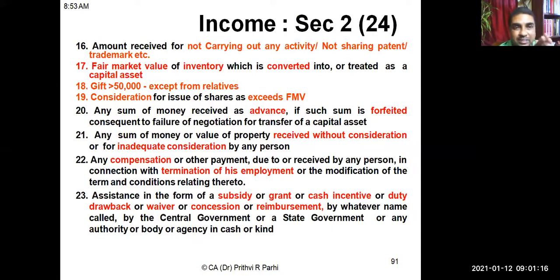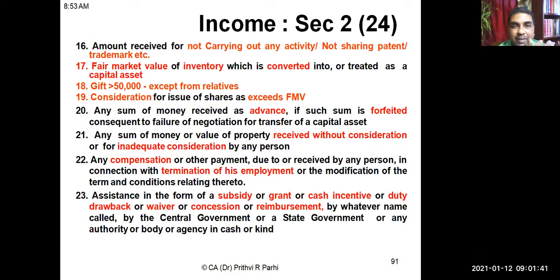Then amount received for not carrying out any activity, not sharing patent, trademark, etc. So sometimes some organizations enter into some agreement with some people and they pay some money. So this much of money is paid to you, so as not to compete with us. Then that money which is received is also an income.